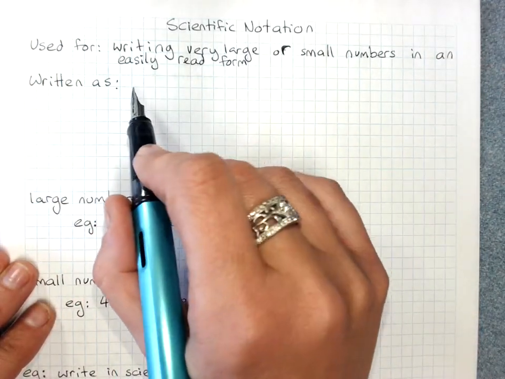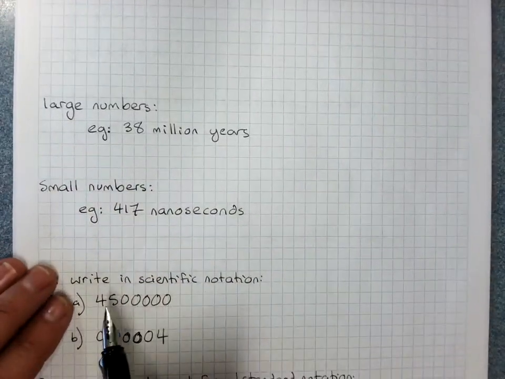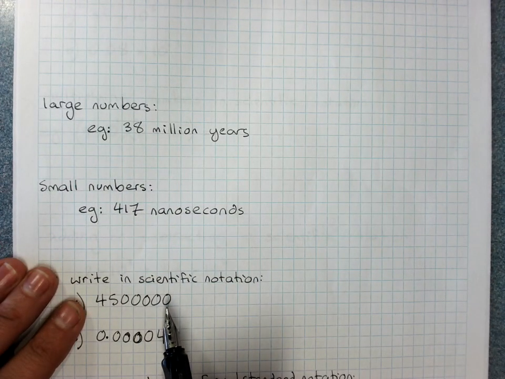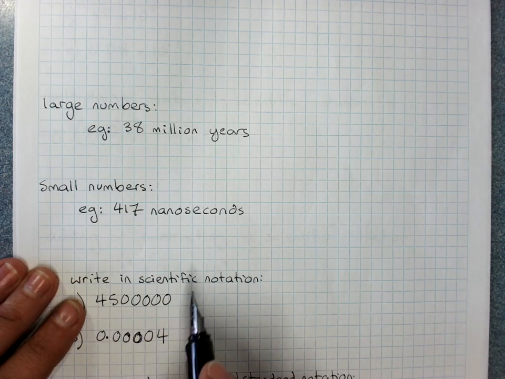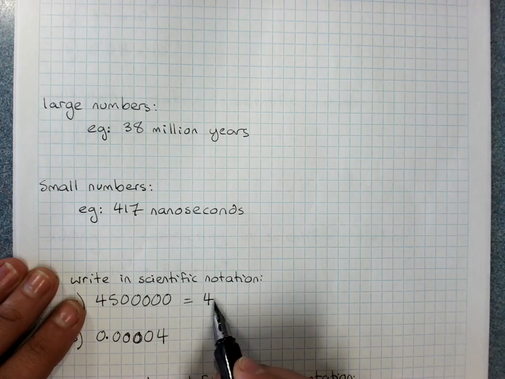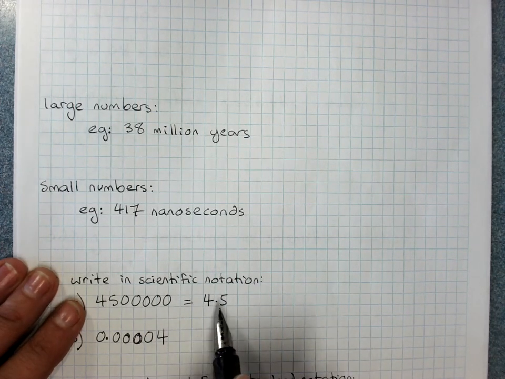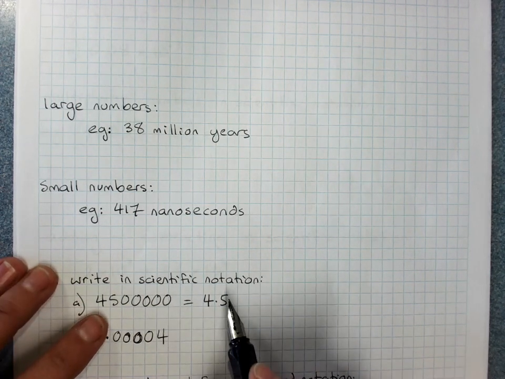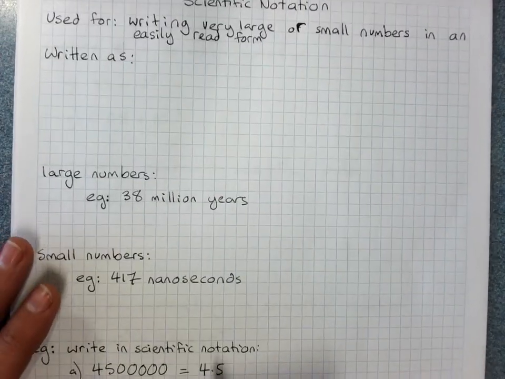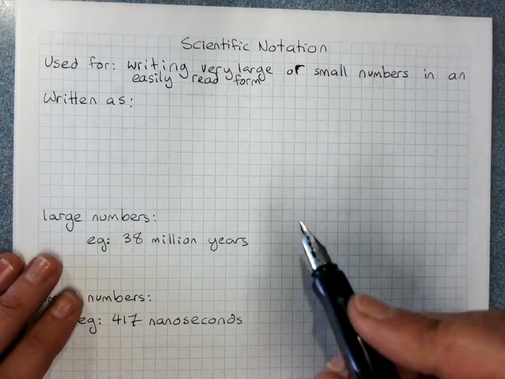We write it as, so here's a very, very large number, and it's got lots of zeros in it. And we're going to write it as a number that's between 1 and 10. That is, it's only got one digit in front of the decimal point. So to get this number to be like that, it would be 4.5. Now, obviously, 4.5 is not 4,500,000. So there's other stuff we've got to do, but this is our first step, writing our number as a number between 1 and up to 10.